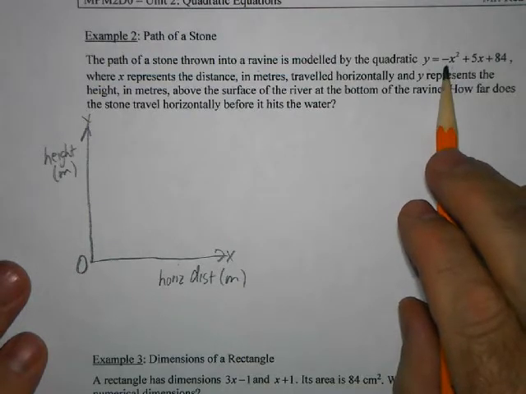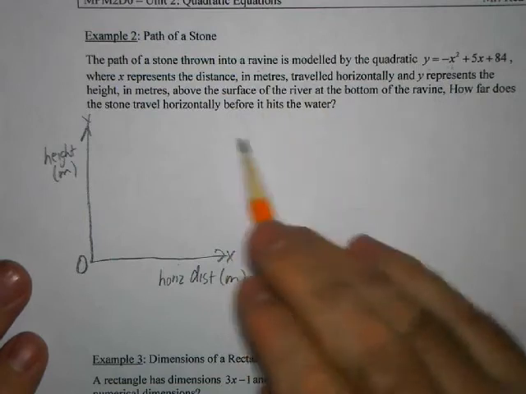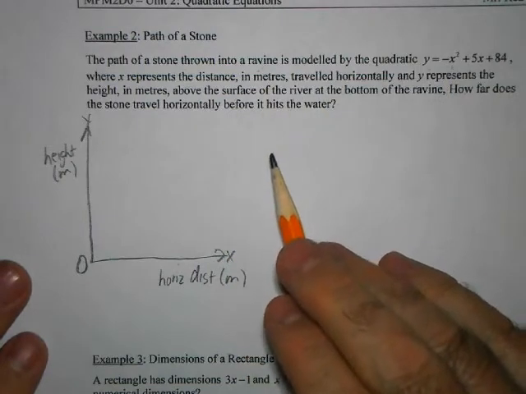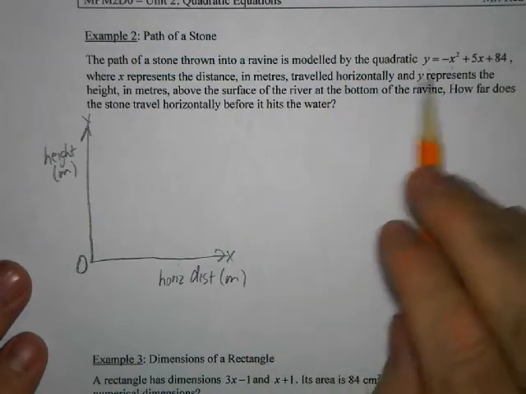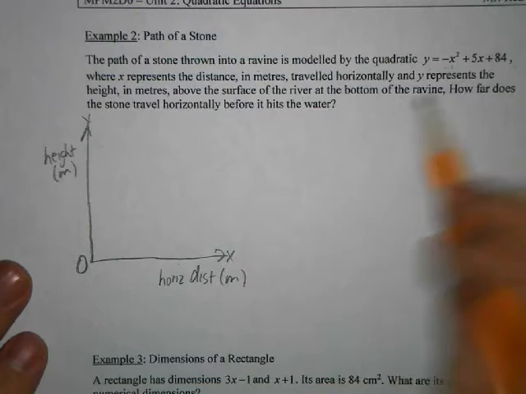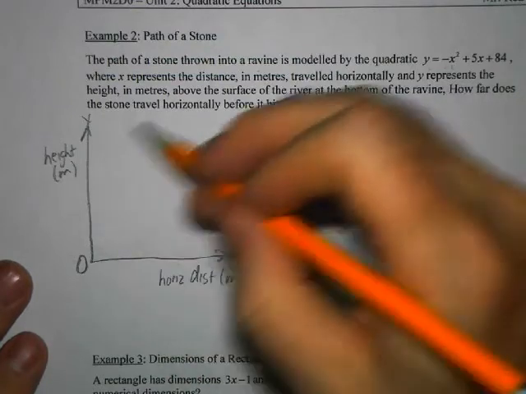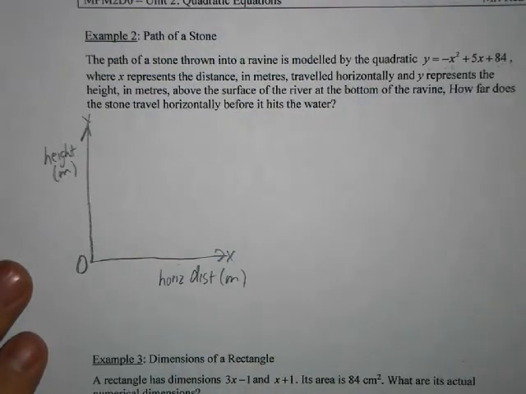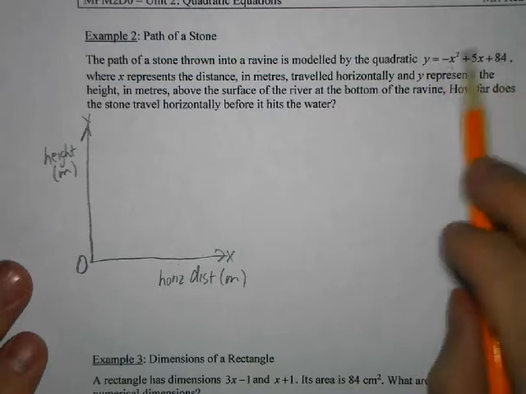And just about every equation you get for word problems involves something going up in the air and coming back down. It's going to be opening down, just like this equation is. Okay, so that's the first thing we know. It's going to be a parabola opening down. The other thing, this is in standard form.